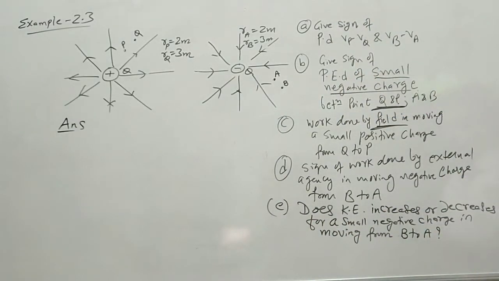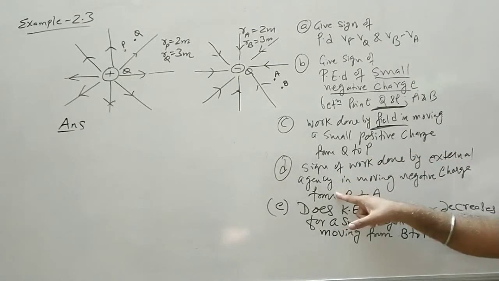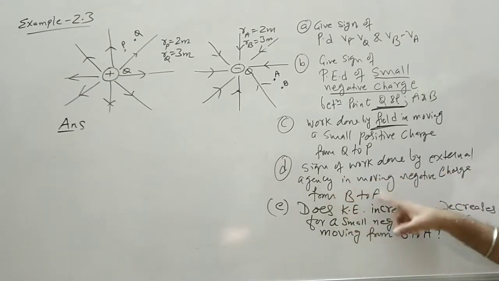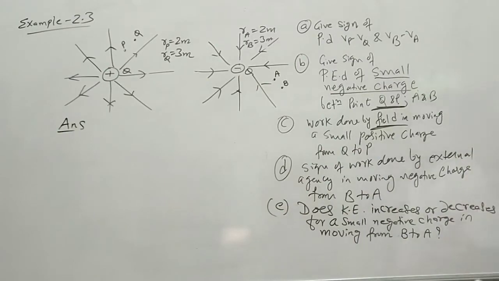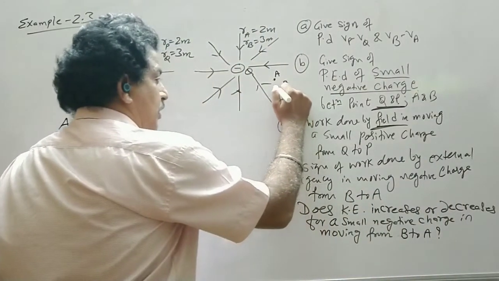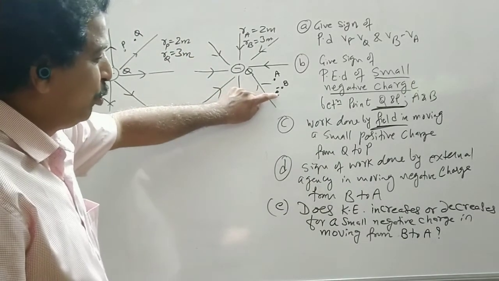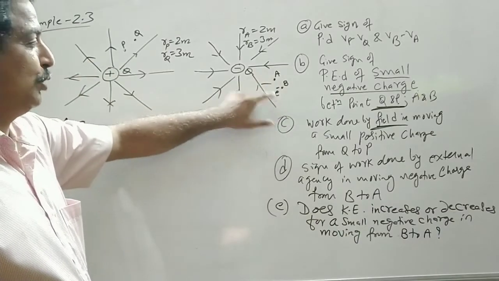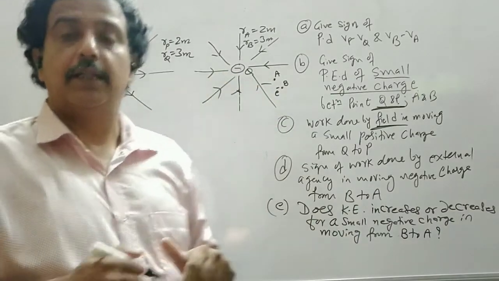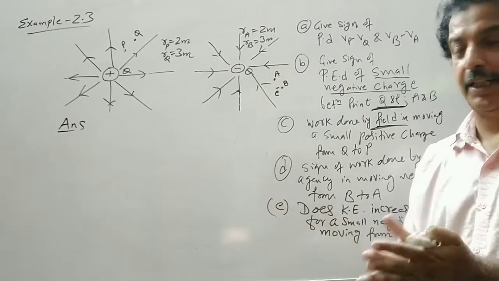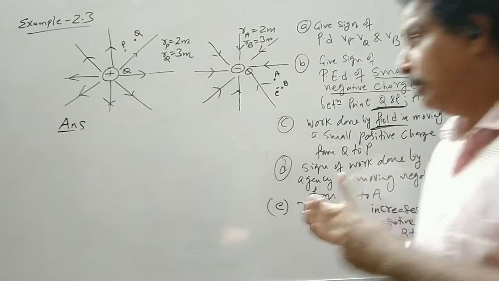Now, the D portion: sign of work done by external agency, that is external field, in moving a negative charge from B to A. So now here we have a negative charge. Now it is clear that it will not move by itself from B to A because both are negative. So you have to do work against the field. Work done against the field is always positive.